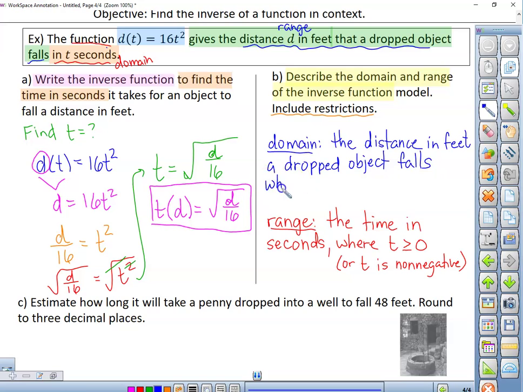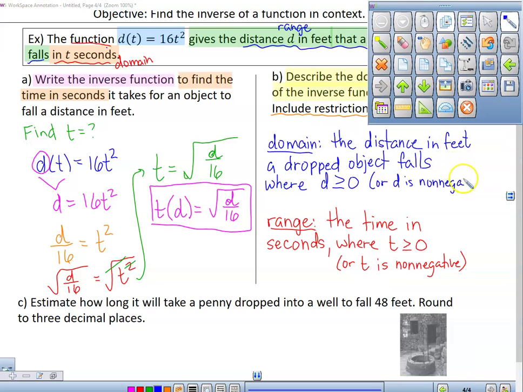Where, so we should realize that the distance it's falling would, and you can actually take your 0 and plug it in here. 16 times 0 squared is 0. So 0 feet is your smallest, it can't fall negative feet. So where d is non-negative, greater than or equal to 0. So you can say it that way, or again you can say d is non-negative. Like so. So there's our domain and range for our inverse descriptions.